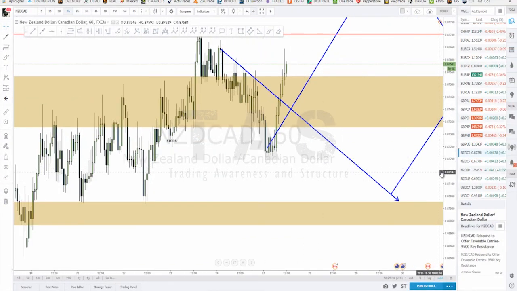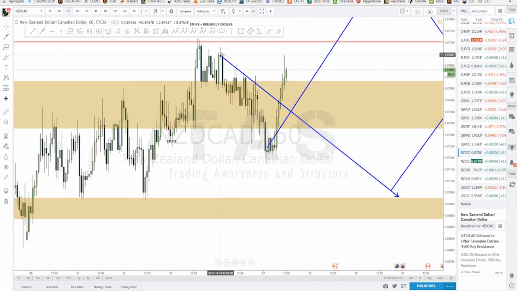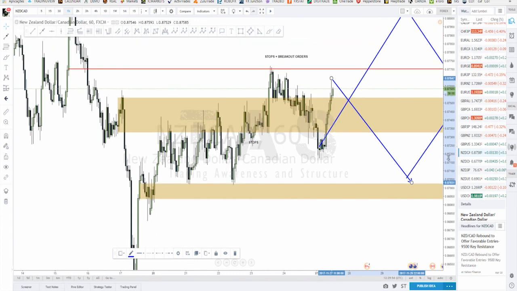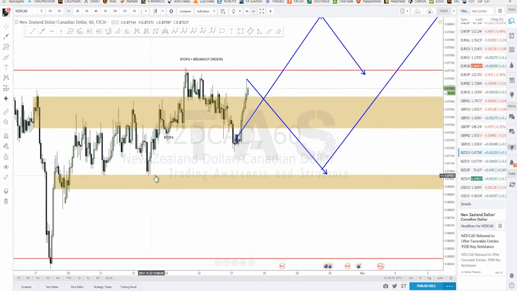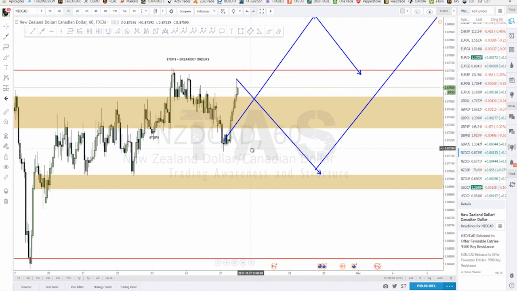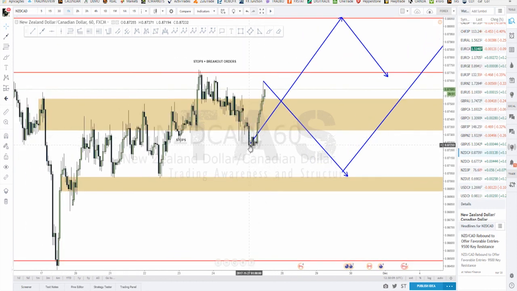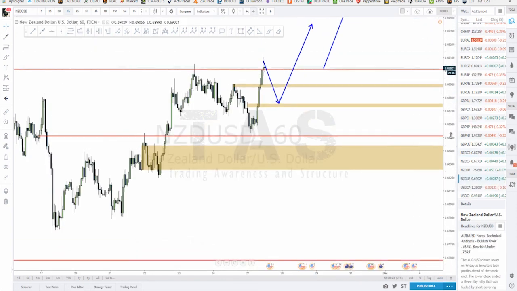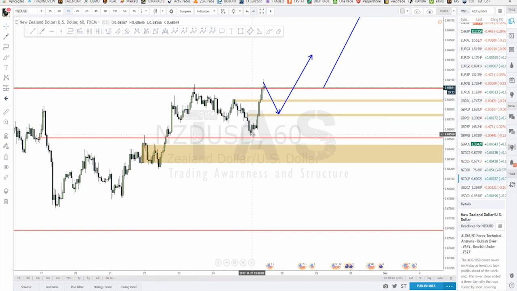Hi, it's 1 o'clock UK. Just wanted to give you an update. So NZD CAD, we're expecting a move lower to here. It still hasn't happened. Doesn't look like it's gonna happen anytime soon. So we'll just keep on waiting, either for a retracement back here or a break of these highs and then the retracement.